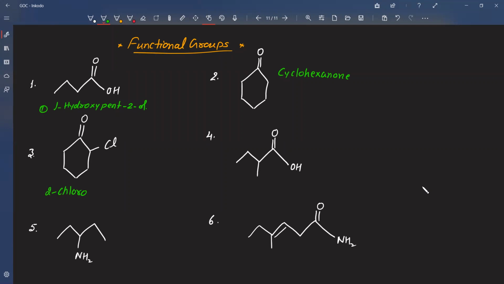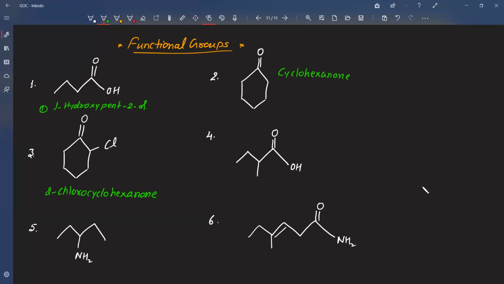2-chloro then cyclohexanone. Sorry, it should be cyclohexanone. It's just like we have already seen, right? When there is a double bond inside the ring, and that is the only multiple bond, in that case, that will have the position one always. So you don't need to mention the position of the double bond. And similarly here, this is the only functional group. The functional group will always be only one, others will be the substituents. So in that case, you won't have to mention the position.